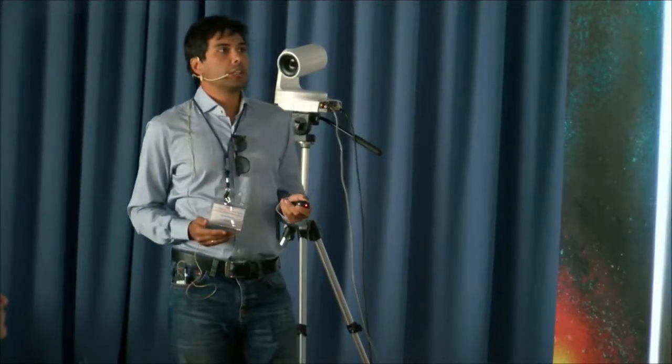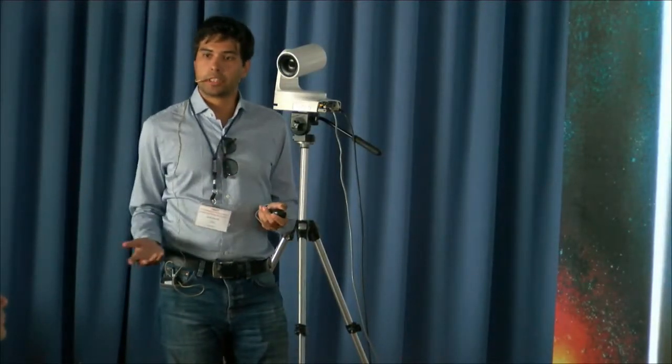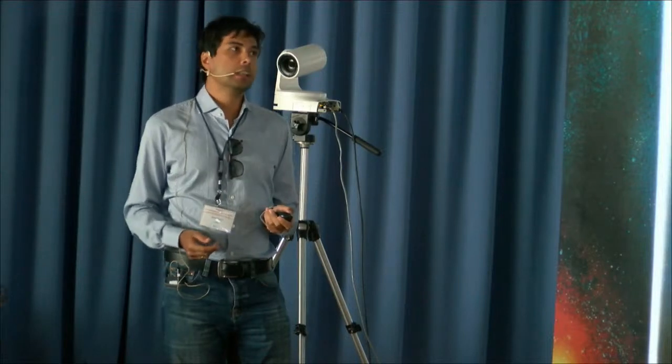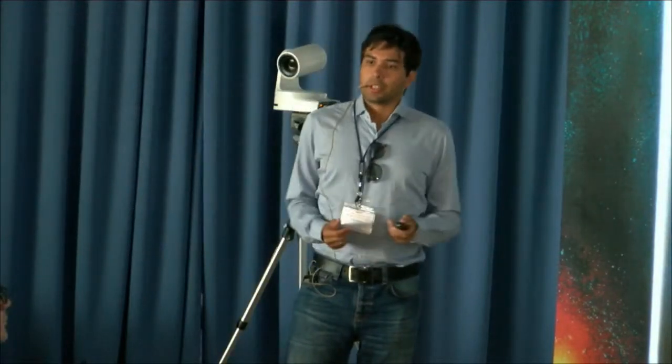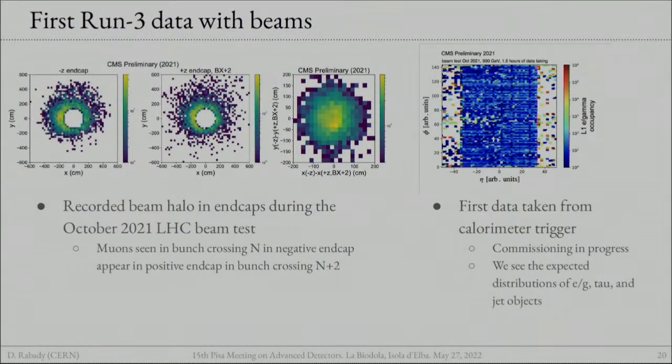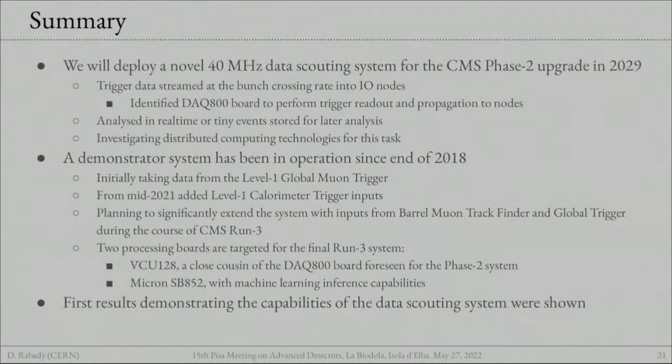And the very last plot I'd like to show is from the commissioning of the calorimeter scouting. Here's just an occupancy plot of e/gammas, so electrons and photons that were seen, that were transmitted by the calorimeter trigger to the scouting system. As I said, commissioning is still in progress, so we're working towards a full system there. And then I have a conclusion slide that I won't go through given the time. Okay, thank you.